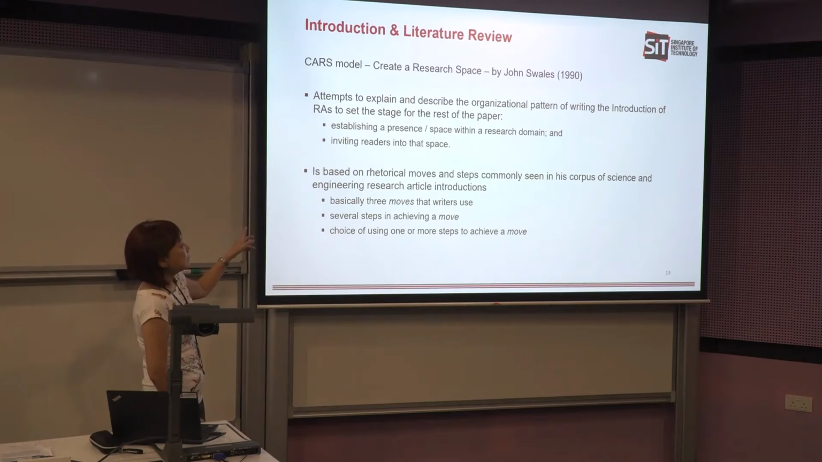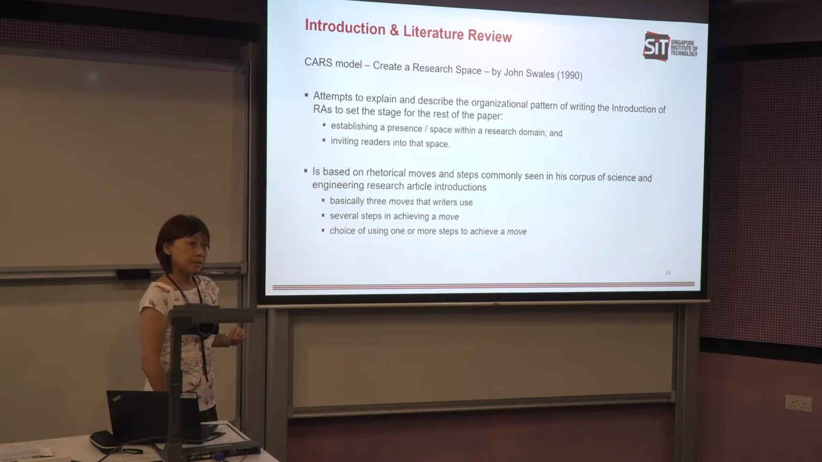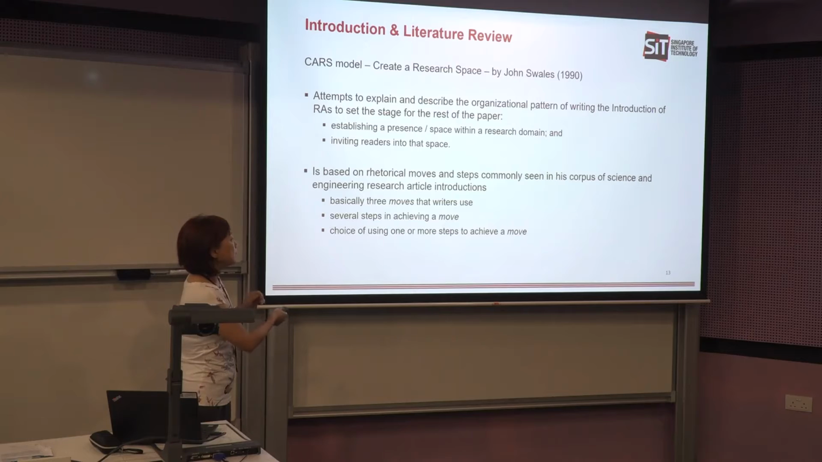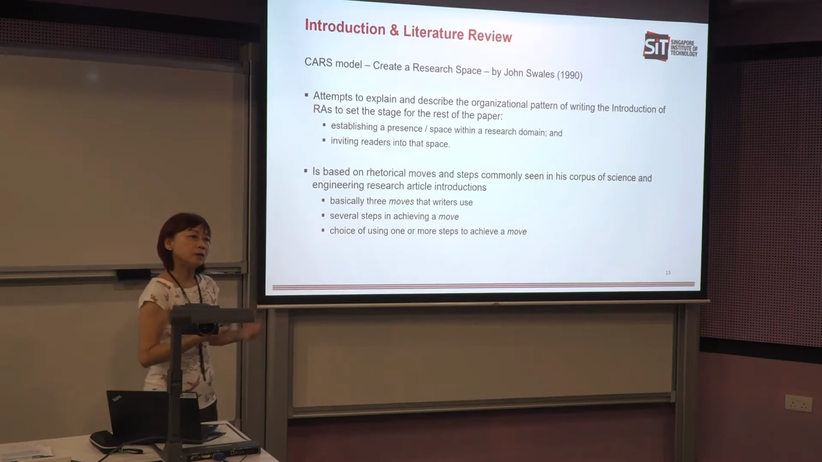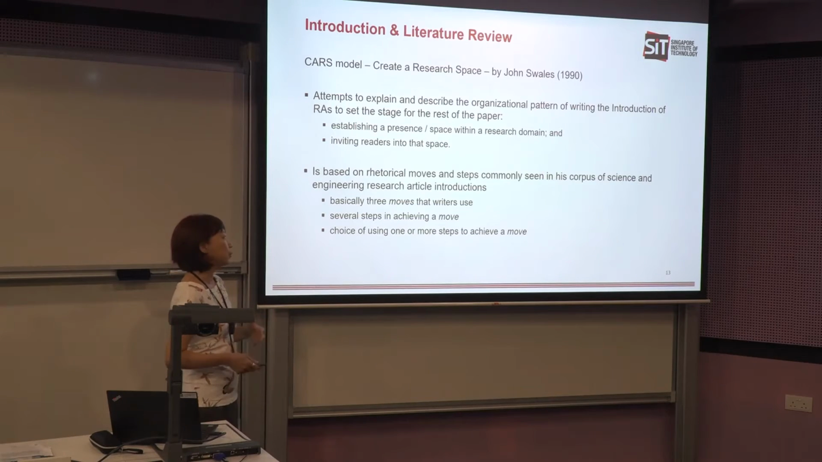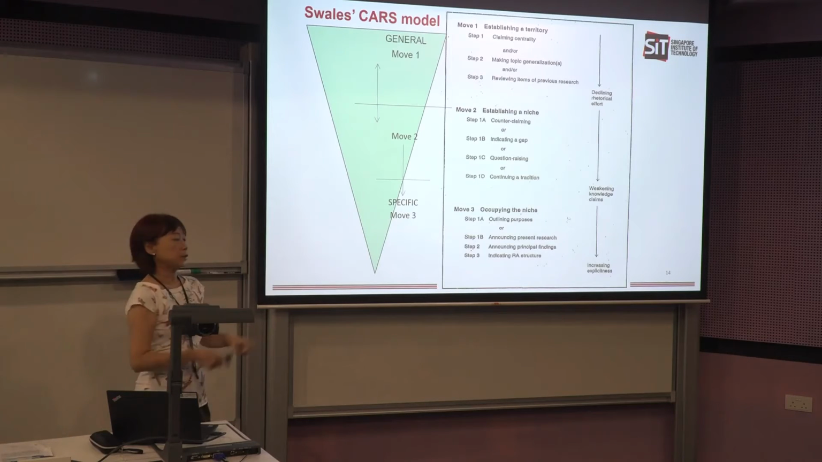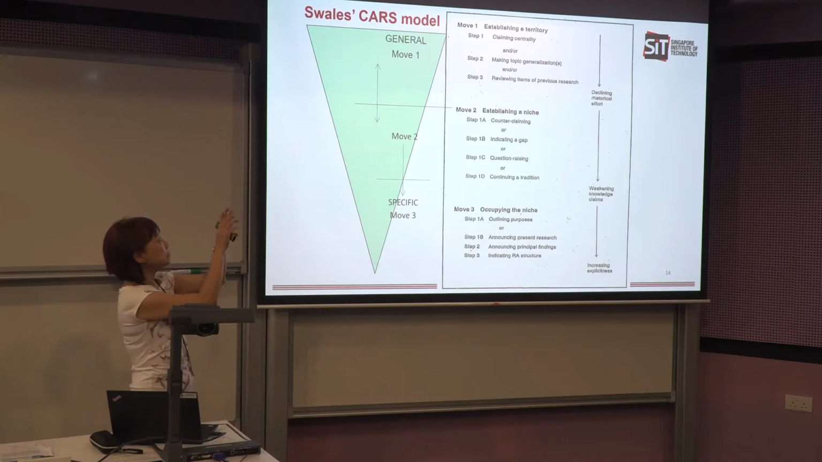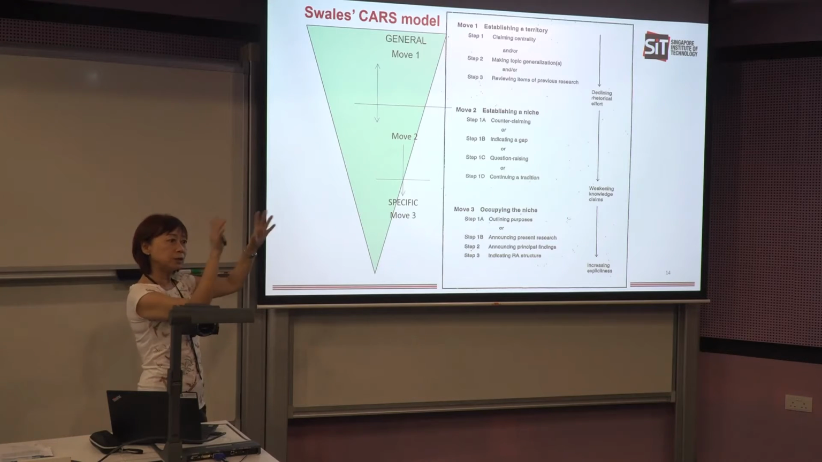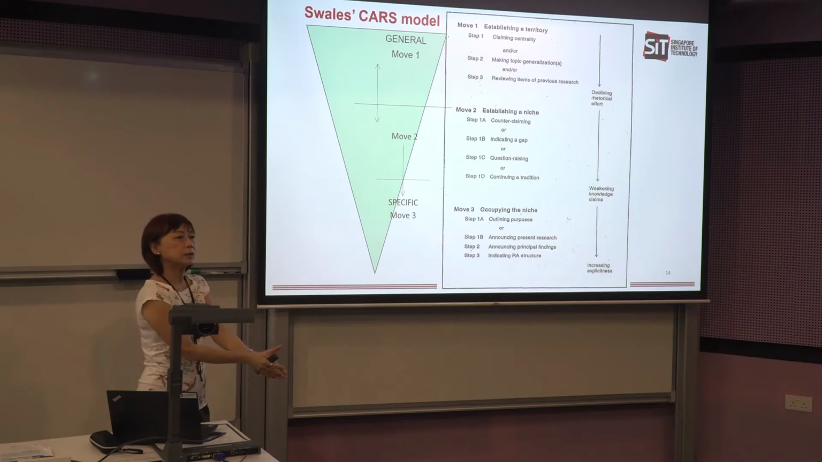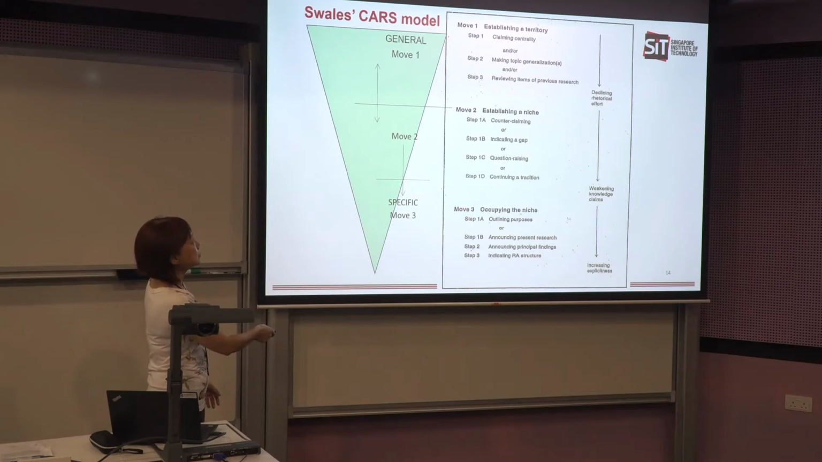So we'll look at this in terms of moves and steps, right? And also the number of steps and why authors might choose to use one step over another. In terms of a pictorial representation, the first move is the most general because it provides an overview, and then moving down towards more information about the research itself becomes more specific. Okay, so I'll look at each of these moves with you.